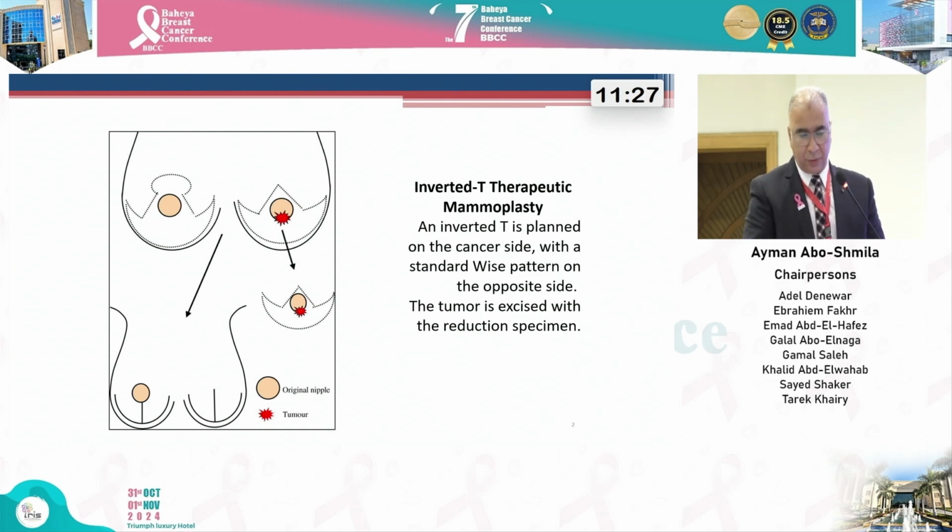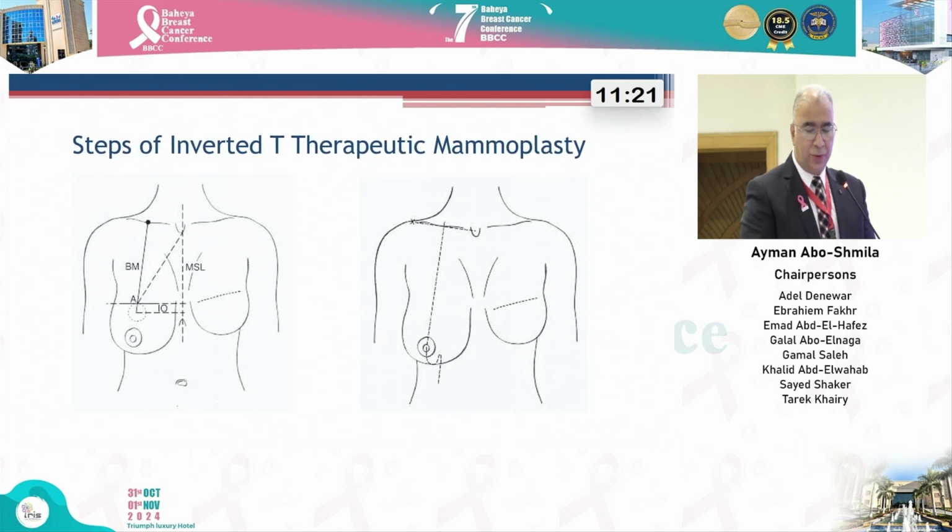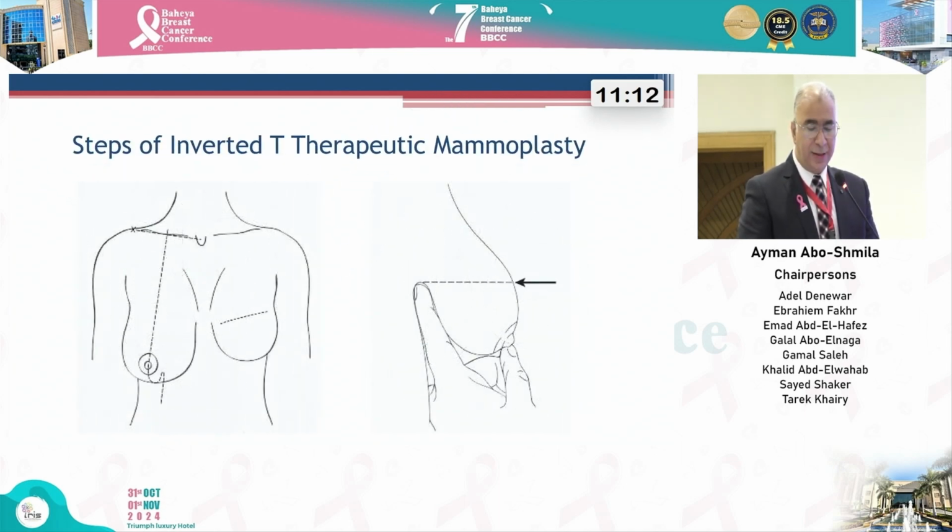This is the shape after we close. This is the inverted T. The first thing is that we draw the breast meridian, which is the line from the mid-clavicular point towards the nipple, and then we extend the line on the anterior abdominal wall. Then we decide where the new nipple areola complex is. The best way is to put your fingers in the inframammary fold.